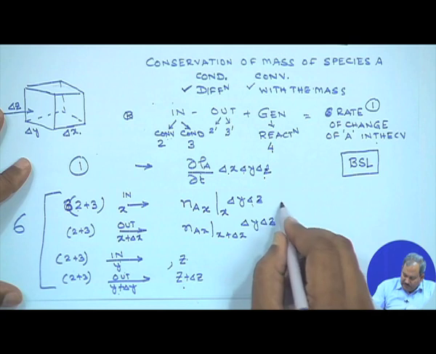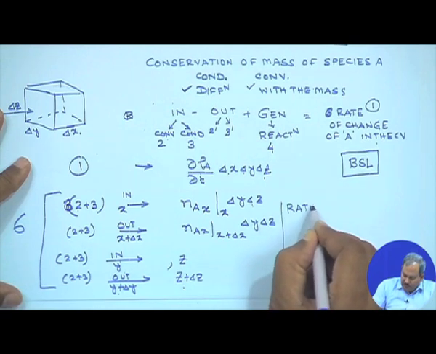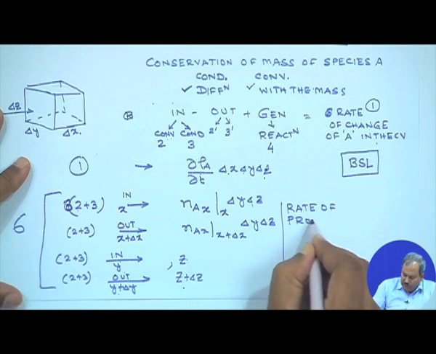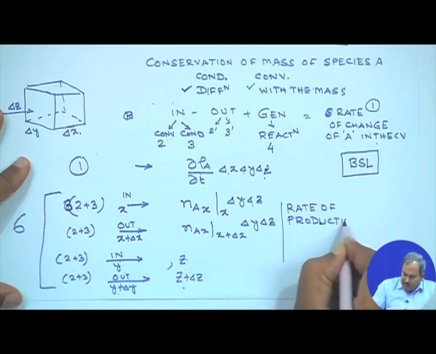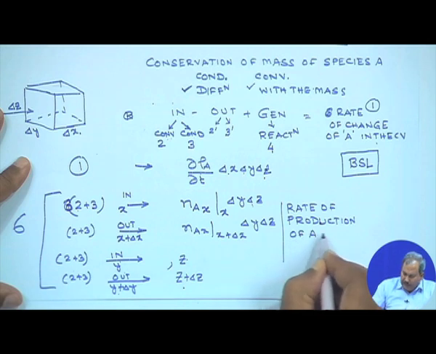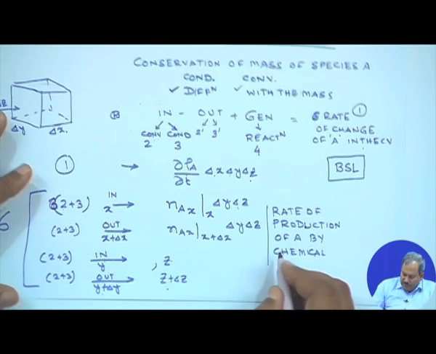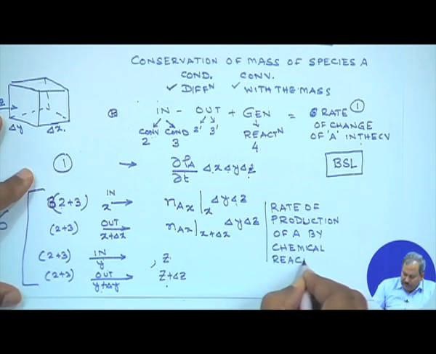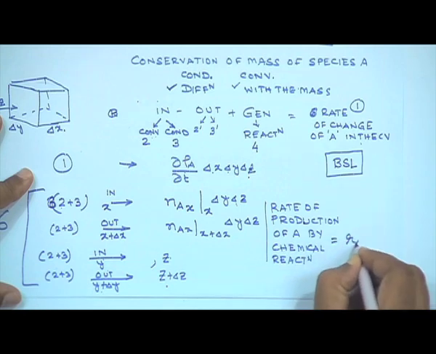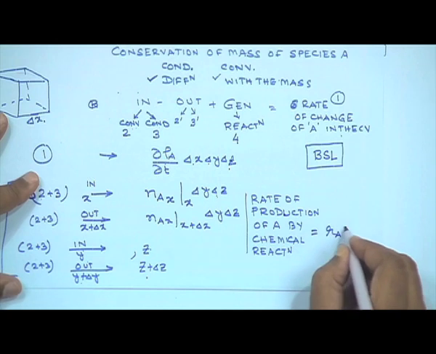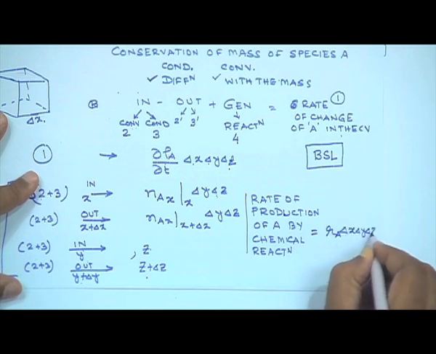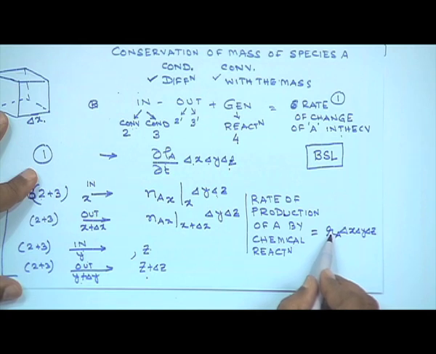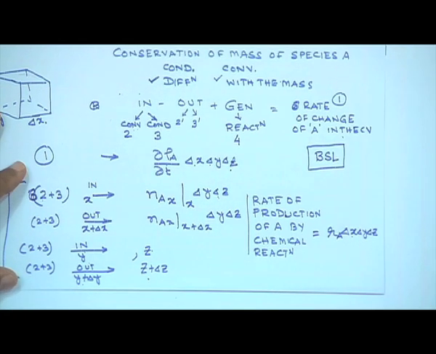And let us see the sum A, the rate of production of A, and we understand this is going to be by chemical reaction. If it is by chemical, it has to be by chemical reaction. So, this is going to be R_A multiplied by del x, del y, del z. So, this is the mass of A generated or consumed by reaction multiplied by the volume element. So, now I have identified all terms.